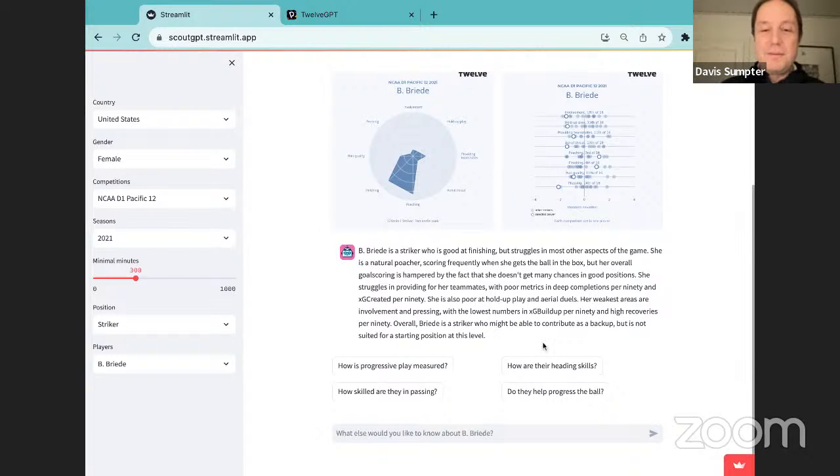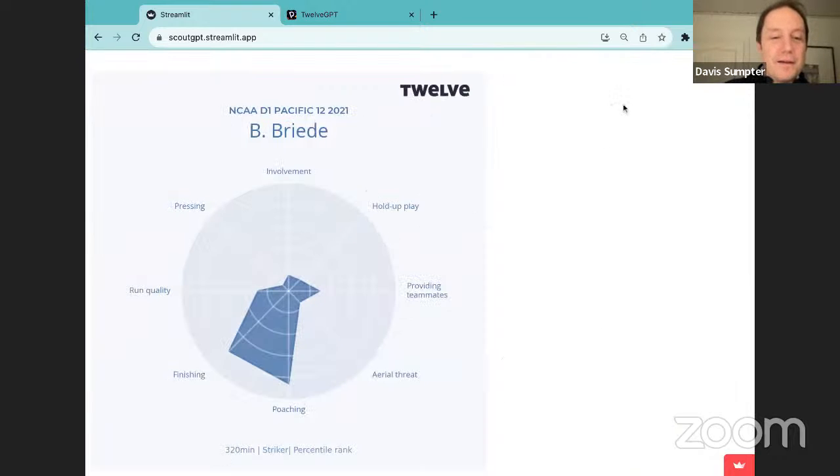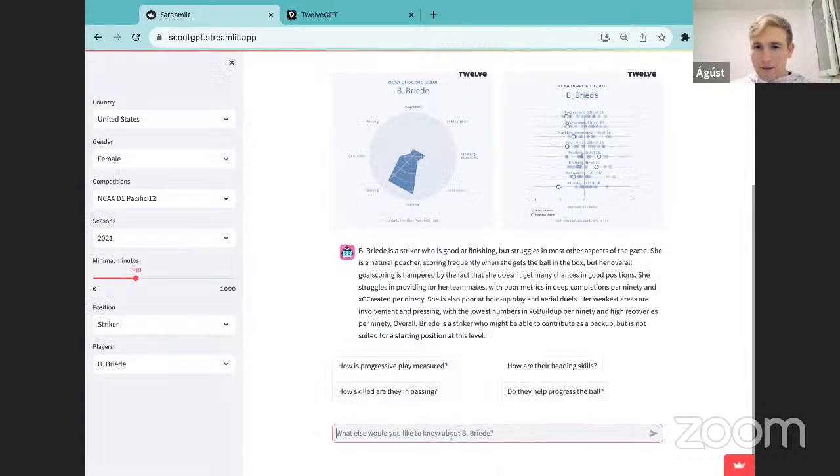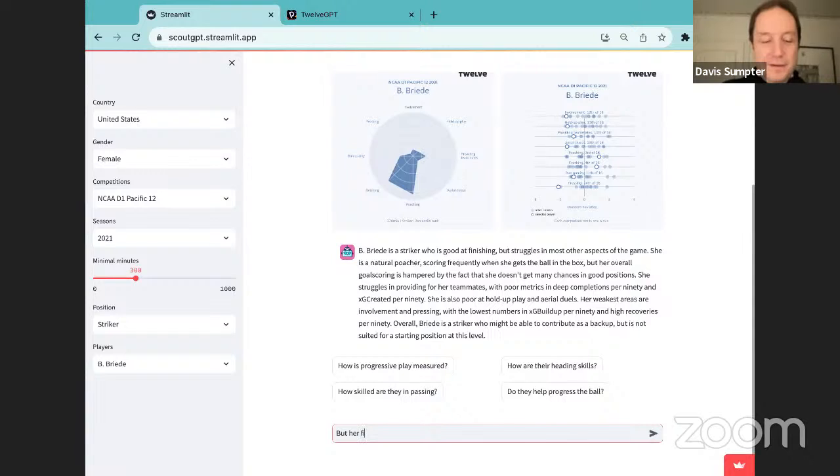Brady is a striker who might be able to contribute as a backup, but is not suited as a starting position at this level. Okay. Good. It's interesting, given that she seems to be quite good at finishing and poaching. But yeah, that's true. But there are not many data points for this league, so there are only 16 strikers.